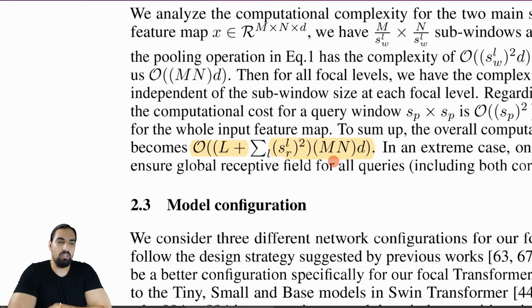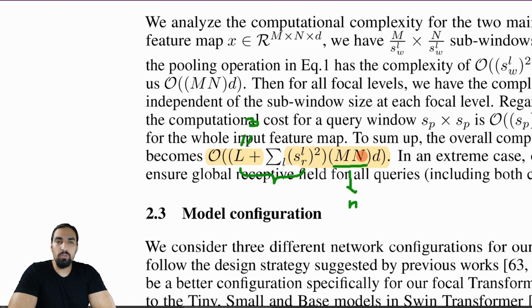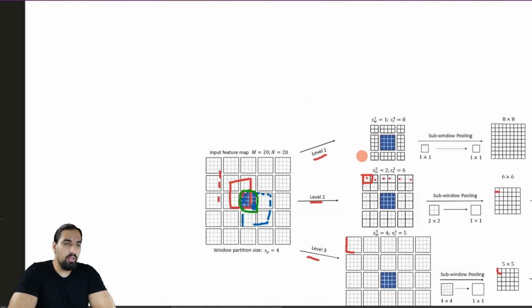They have less computation. So M times N are your feature map dimensions, so that means this is basically the number of tokens, N. And as we can see, the complexity depends on N, and we have some pretty much constant here. So L is the number of levels, and that was 3 in the examples we just saw. And they also have these S sub R L components. So let me just show you what these are.